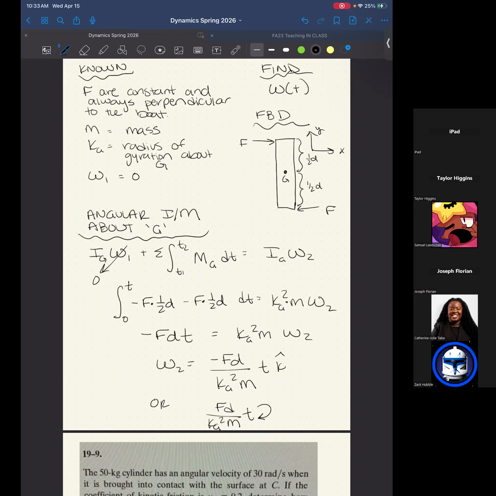And the positive negative is just applied using the right hand rule. Correct. But it's set by how I set my coordinate system, right? So X, Y, Z is coming out of the page based on the way that I set X, Y. So the positive K direction is out of the page, which means that a counterclockwise rotation is positive.